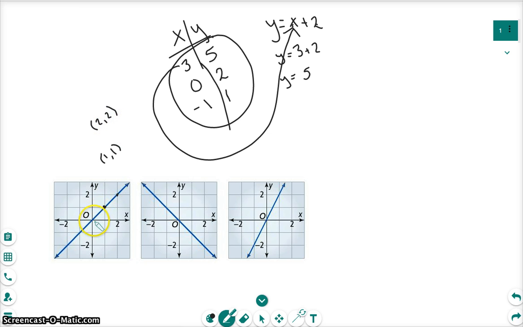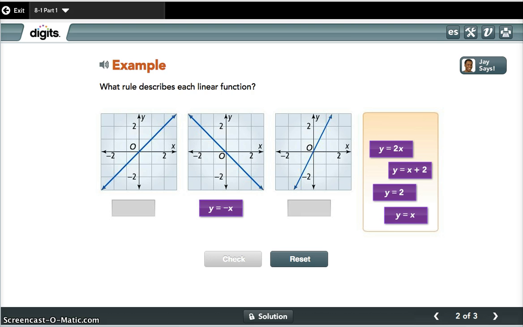So is there ever going to be a point, 0, 0, negative 1, negative 1, negative 2, negative 2? Or is there ever going to be a point on this line where the x and the y don't match? Hopefully you said no. So that means that x and y do match. So that's going to be here.